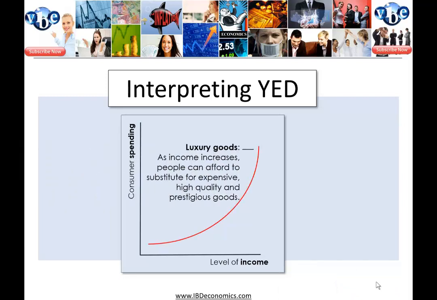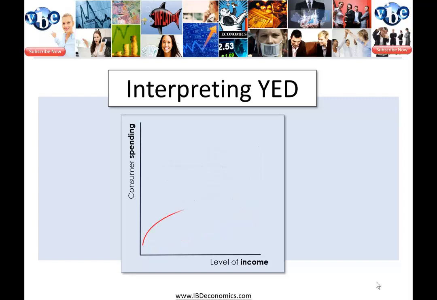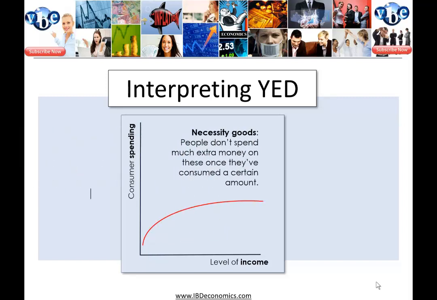Now for luxury goods, we have this strongly upward sloping curve. As income increases, people can afford to substitute for expensive, high quality and prestigious goods.